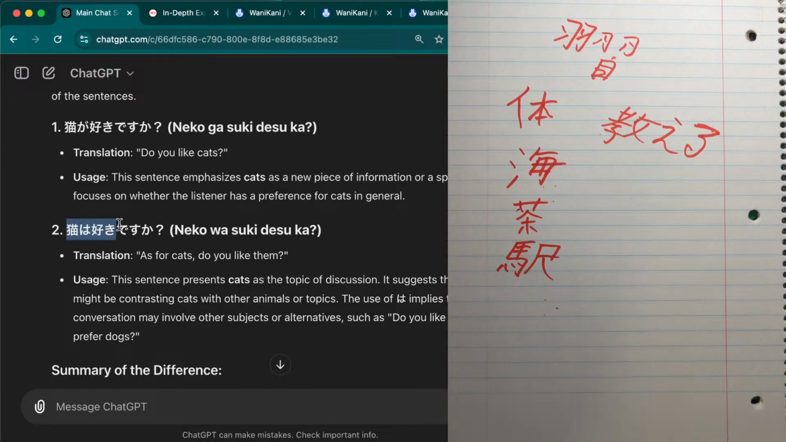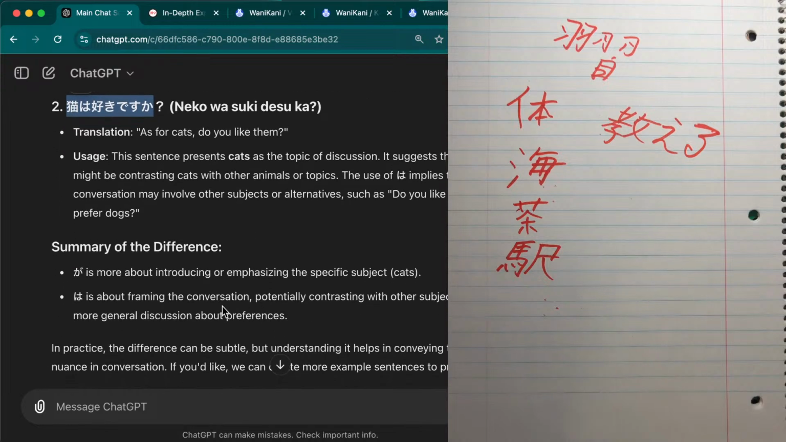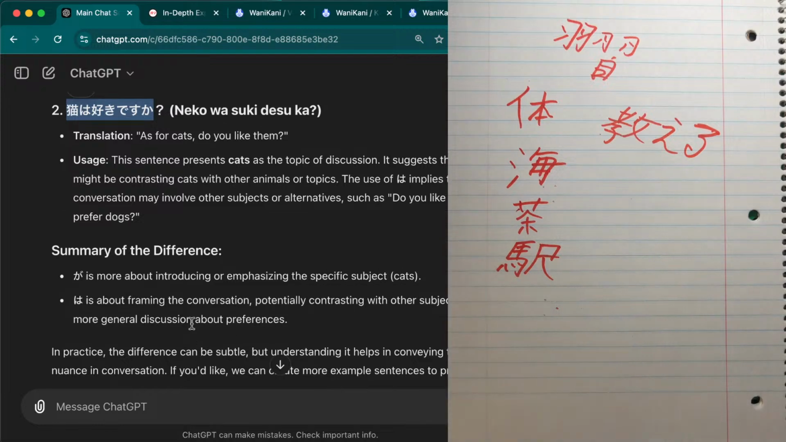Neko wa suki desu ka? So let me try to fully understand this. Okay, framing the conversation, potentially contrasting with others. Ga is more about introducing or emphasizing the specific subject, cats. Very subtle difference, and fully internalizing when to use what is very difficult.